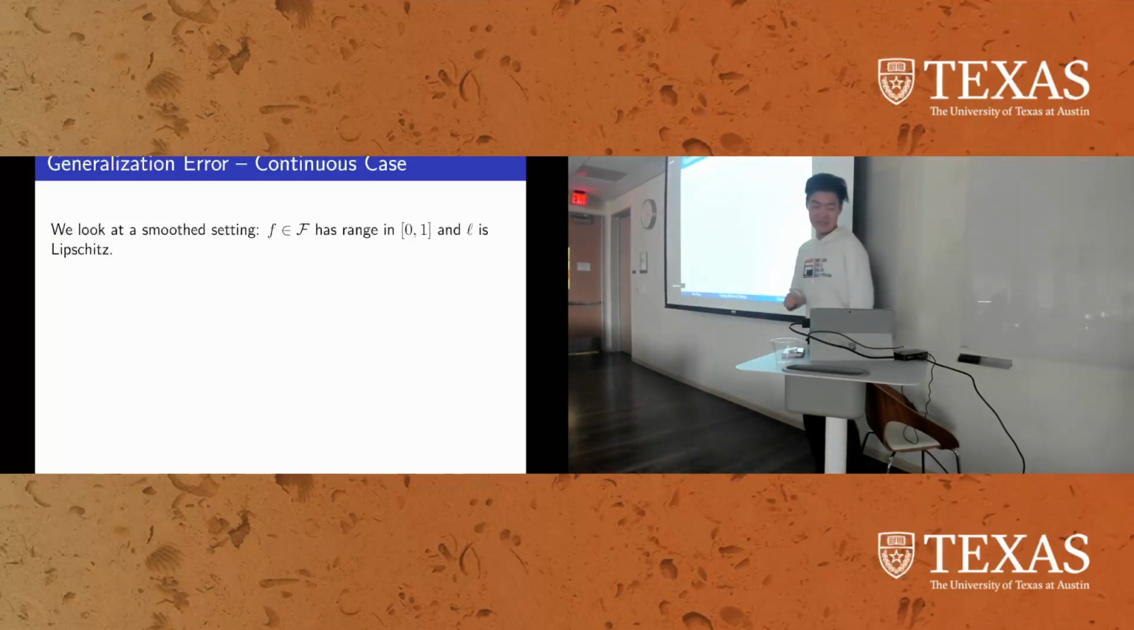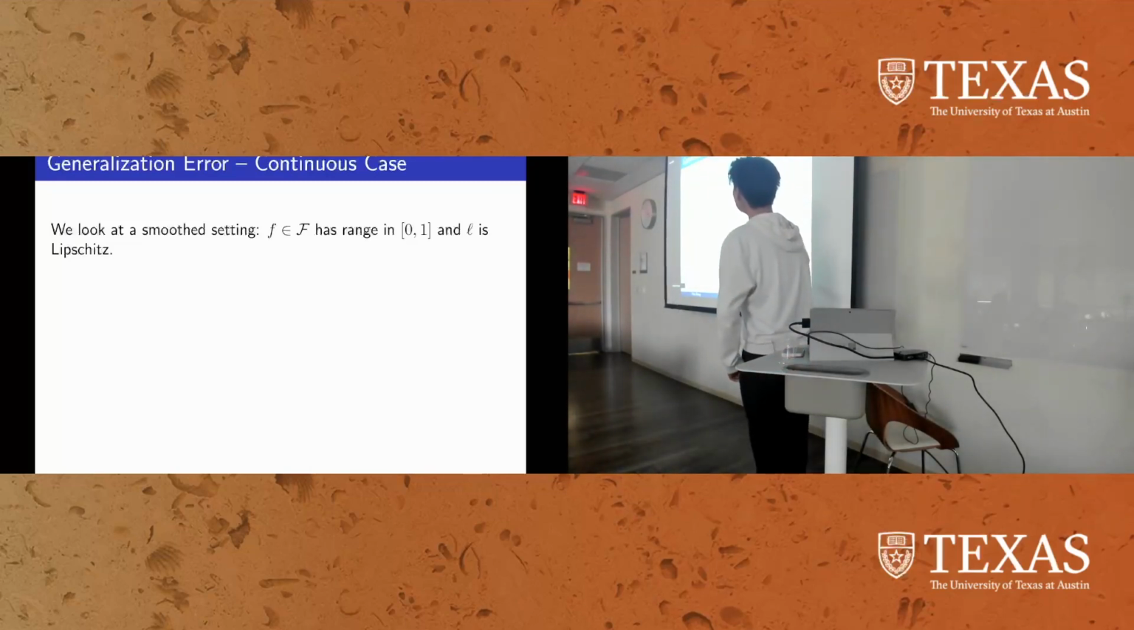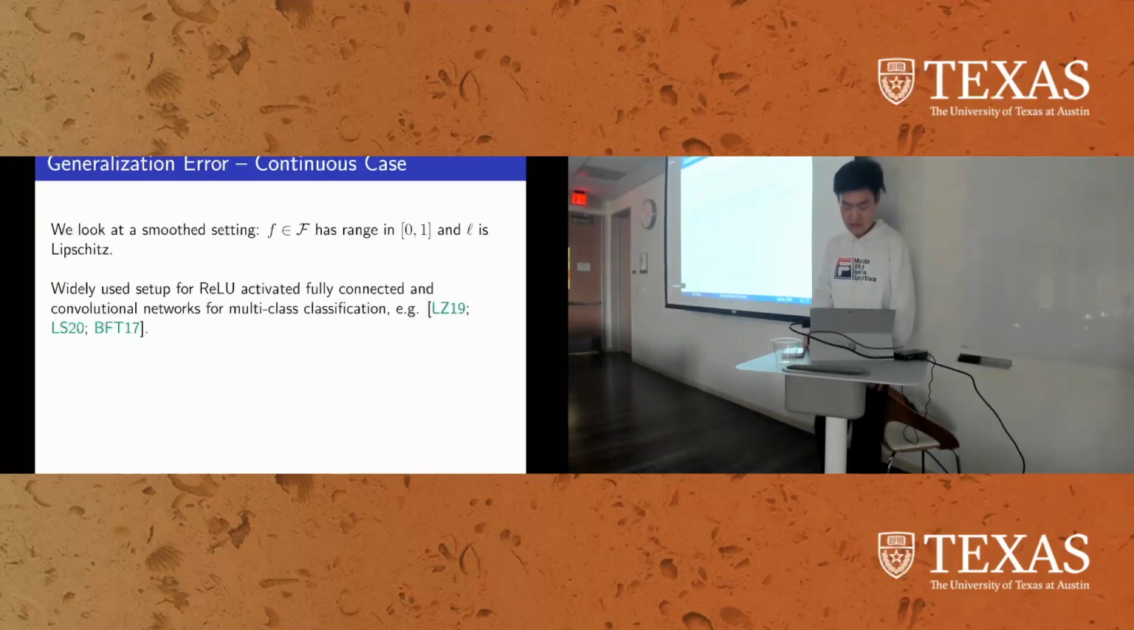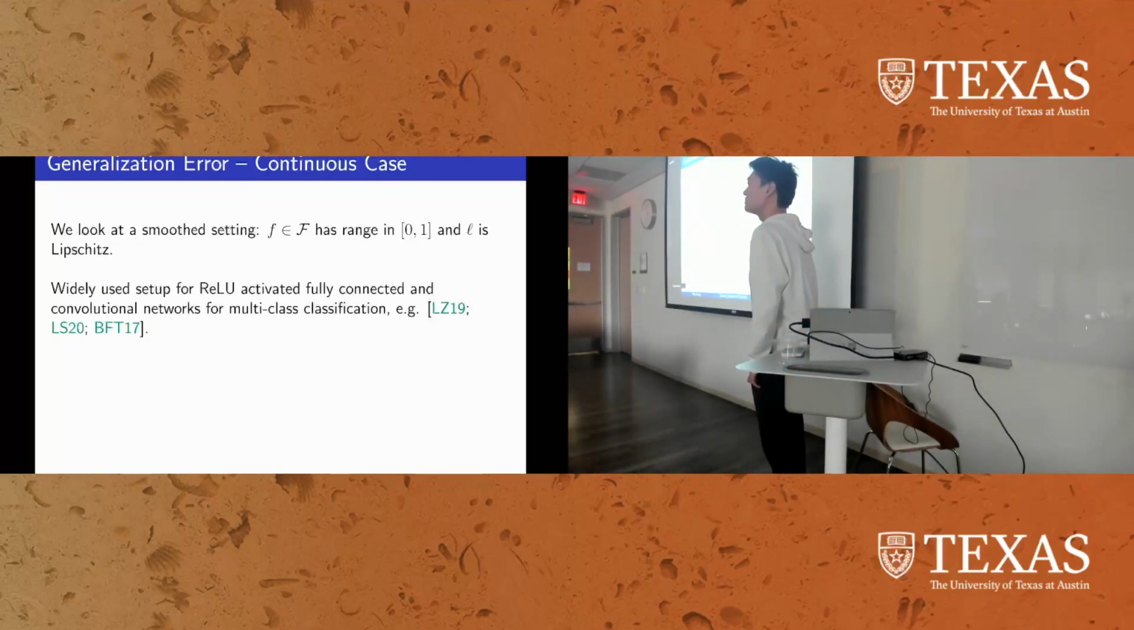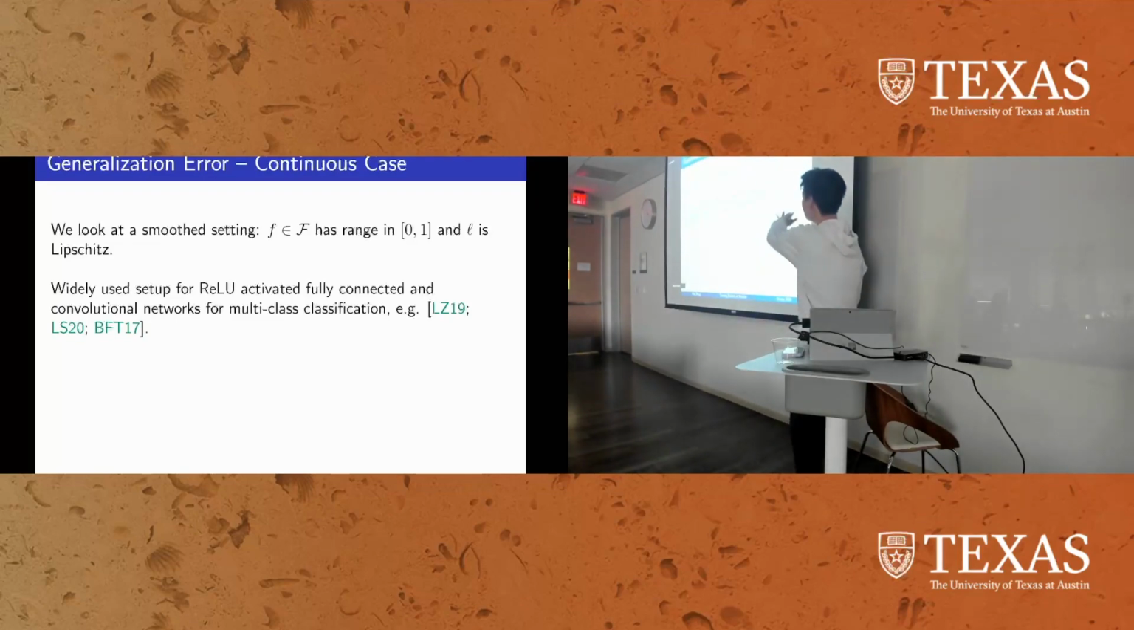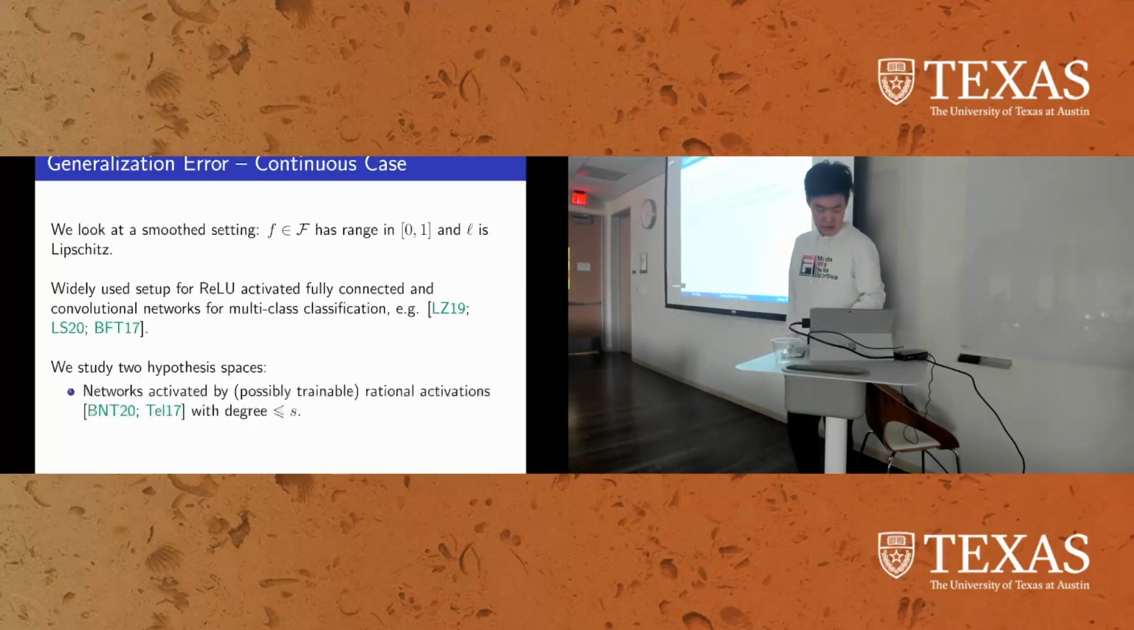So we're interested in this general setting where I no longer have a binary problem, I have a continuous problem. My output of the classifier will be continuous in the interval 0 to 1, and my loss function is no longer binary. I assume it's just a Lipschitz function. Now this is the typical setup for multi-class classification problems, and it's been analyzed in many previous papers.